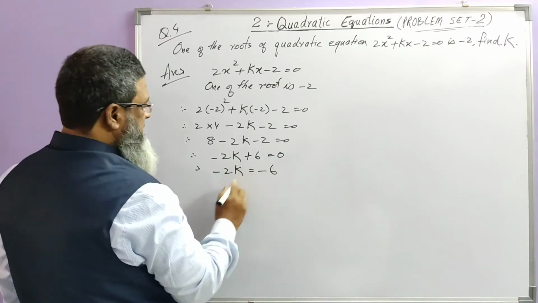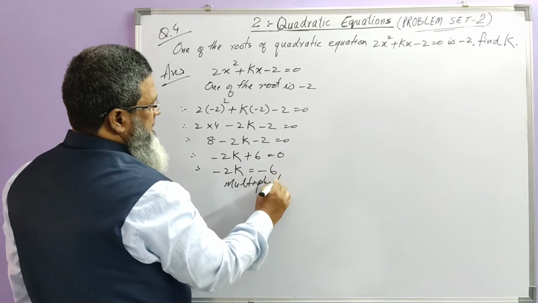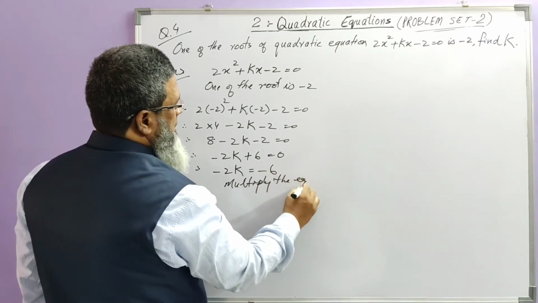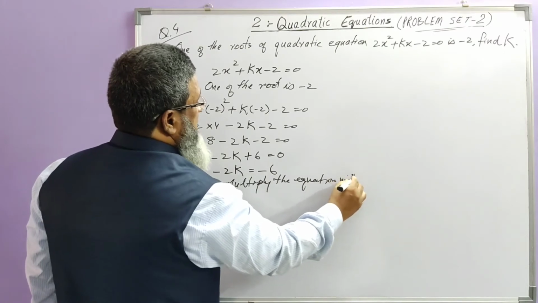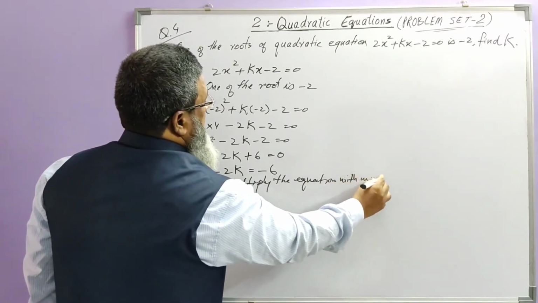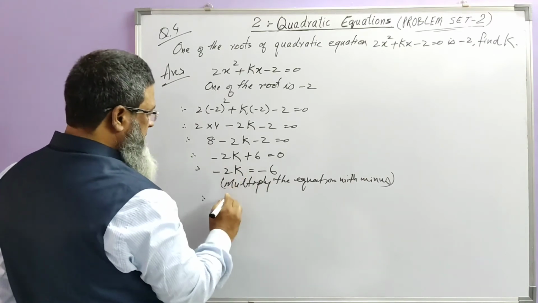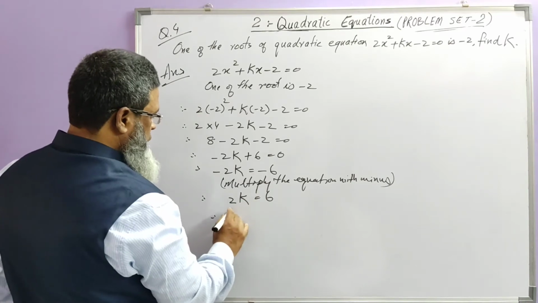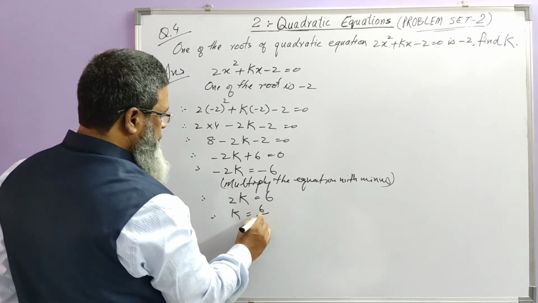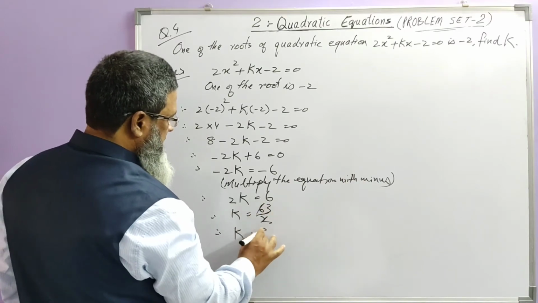Both sides are minus, so multiply the equation with minus. If you multiply the equation with minus, then both the minus signs will become plus. So 2k is equal to 6. Therefore k is equal to 6 upon 2. Therefore k is equal to 3.